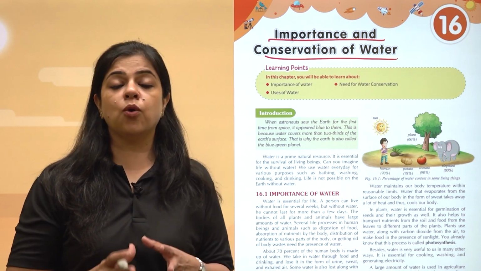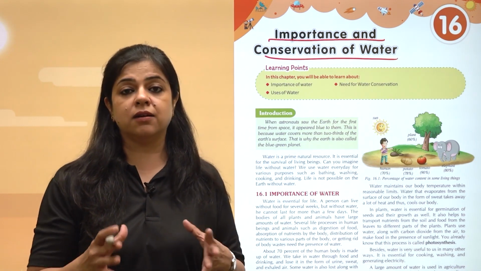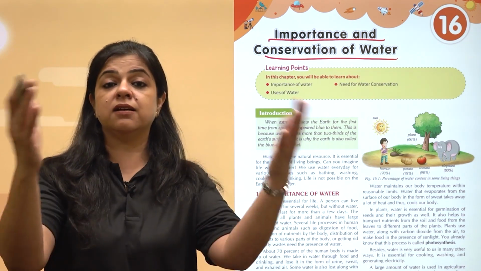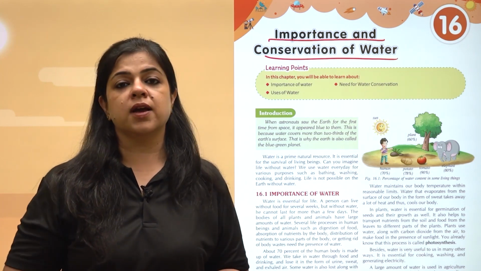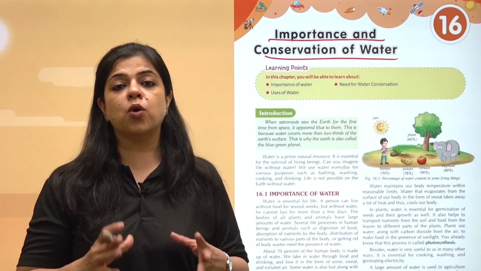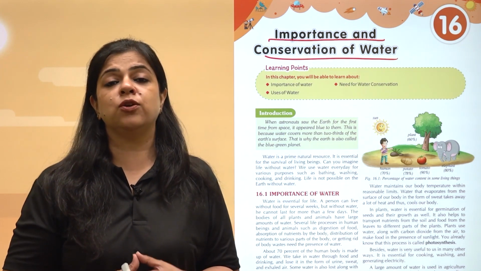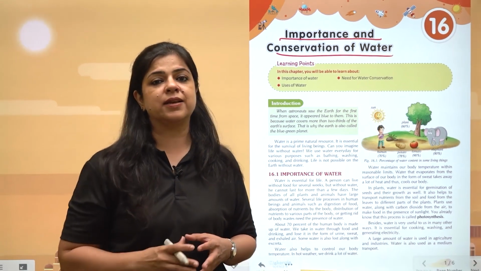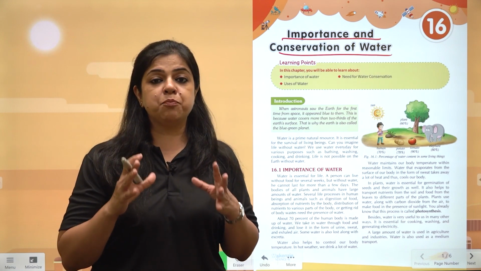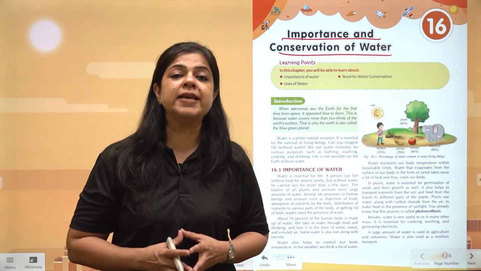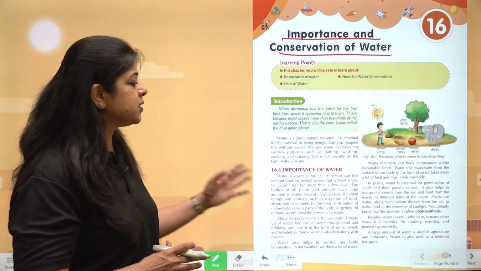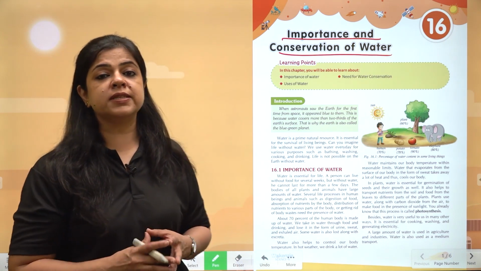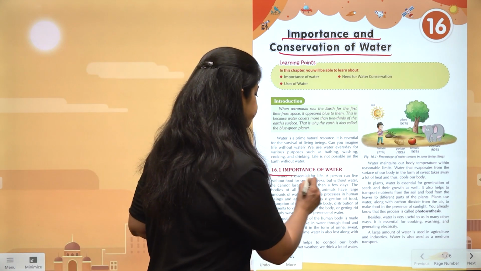This is because although when you see the earth from the sky, you see that the earth is a blue planet. It is covered with water all around. But the amount of water that can actually be used by human beings is very less. That is the reason it is important that we become wise enough to use water judiciously. So in this chapter, we are going to first learn the importance of water.